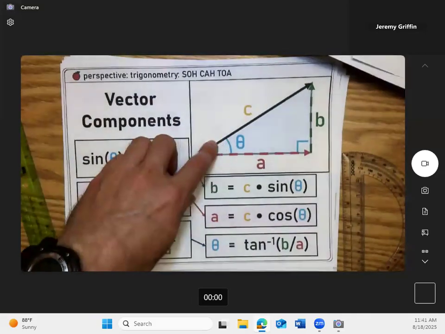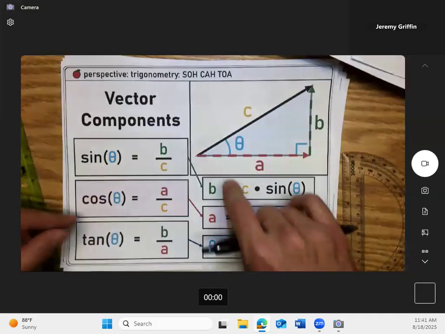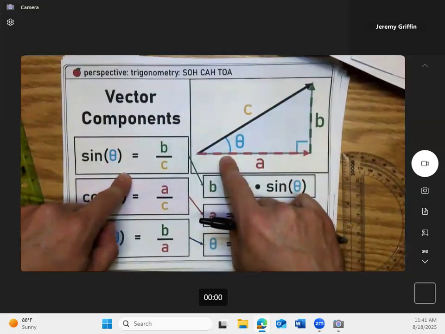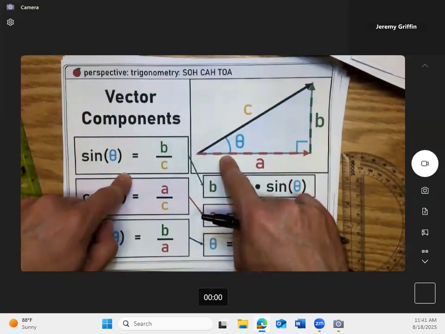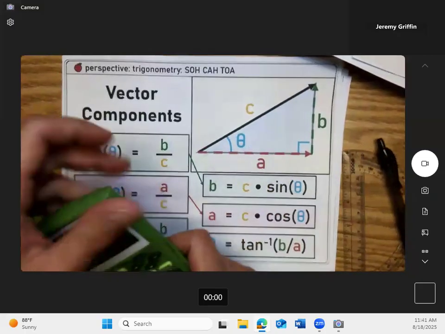Okay, suppose this angle was exactly 30 degrees. Does anybody know? Maybe somebody knows. What is sine of 30 degrees? Does anybody know that?